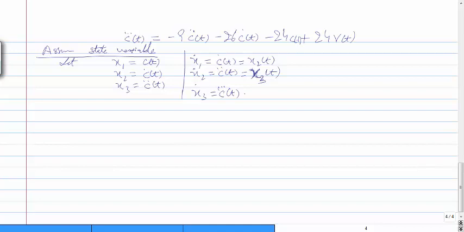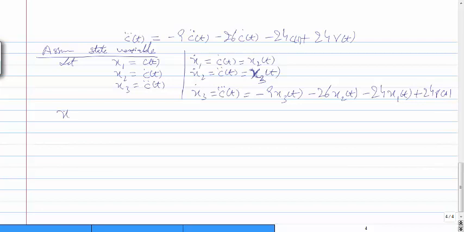Now I have to use this equation, so from here this becomes minus 9 x3 of t, because x2 dot is x3. Similarly, 26 x3 dot is x2, so it becomes minus 26 x2 of t, then minus 24 x1 of t, then plus 24 r of t. So this is the way you can write it.